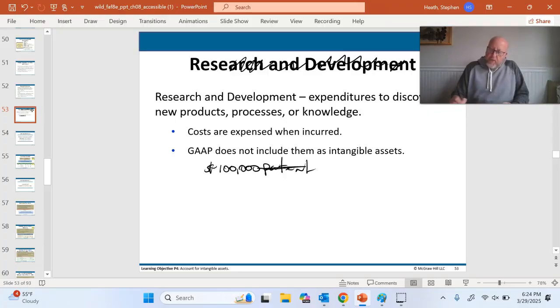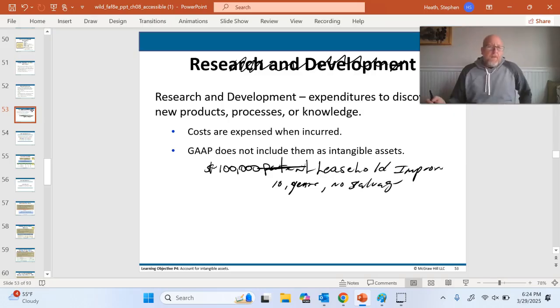Actually, you know what? Let's say we paid $100,000 for some leasehold improvements. And we're thinking that these leasehold improvements are going to be useful for 10 years, and they're going to have no salvage value. And we're going to use the straight line depreciation method.